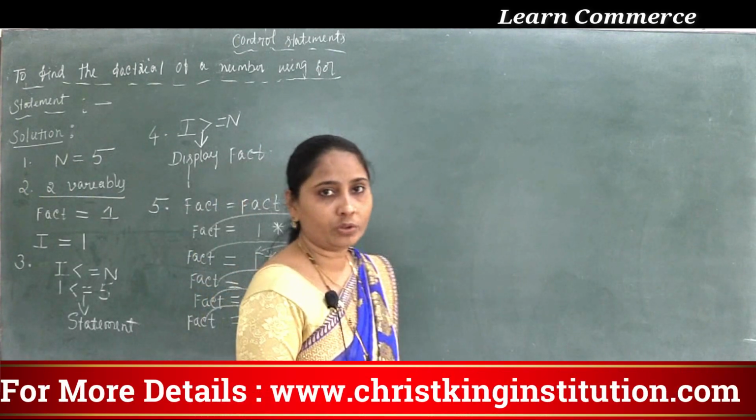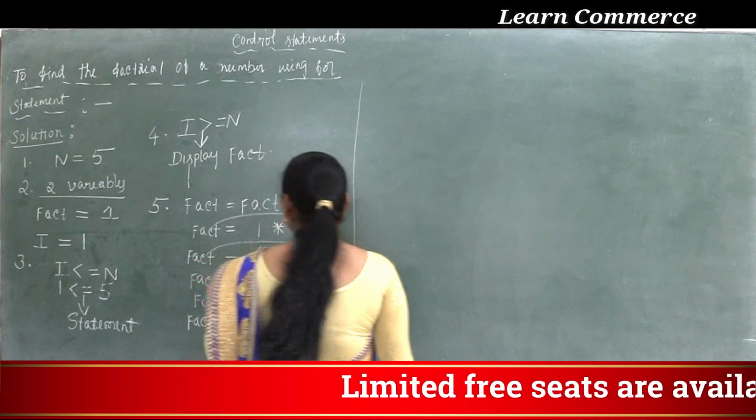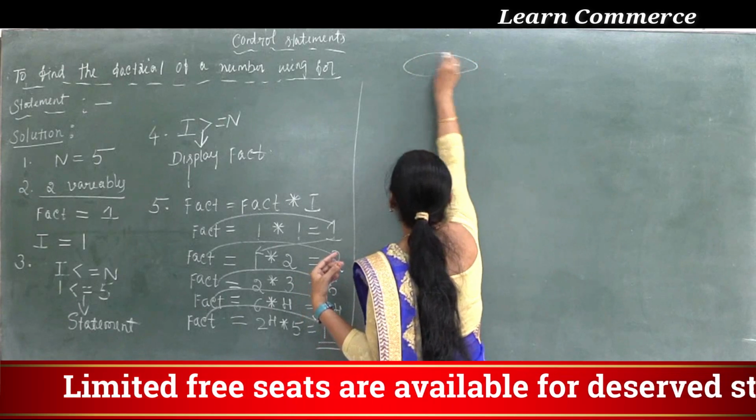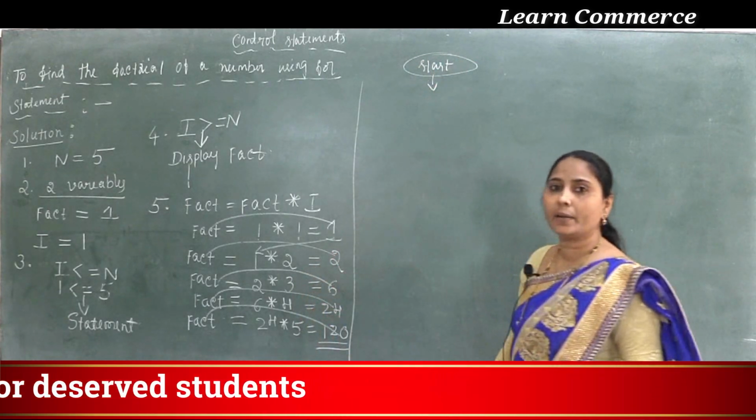Okay, now we know that. Now let's see how to complete the flow chart. In this case, for the flow chart, first of all we know that it is going to start by using a symbol. The symbol name is called the terminal symbol.